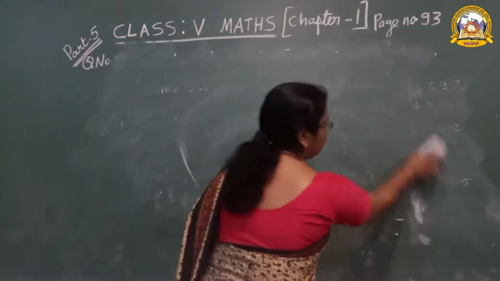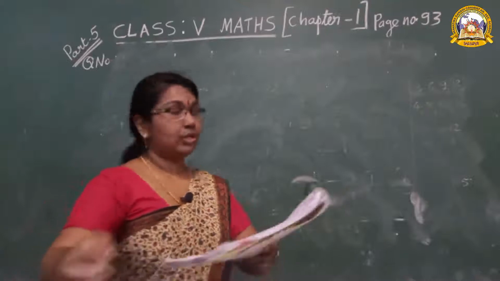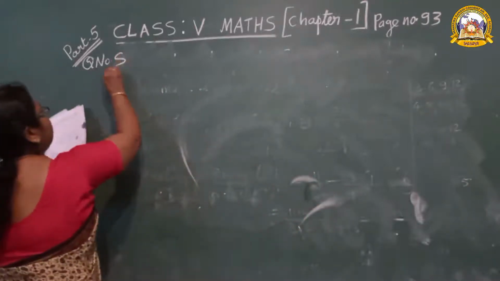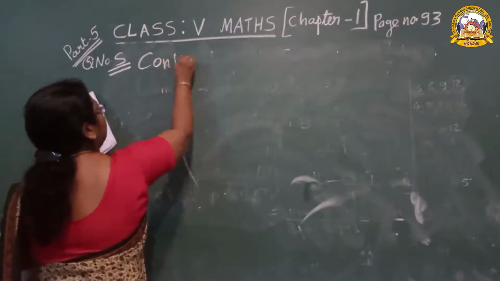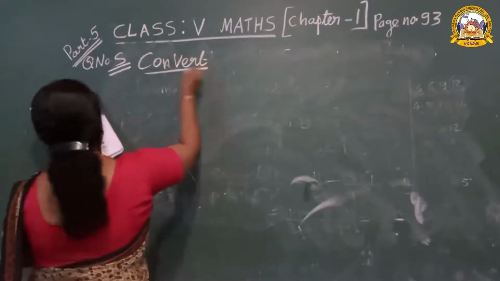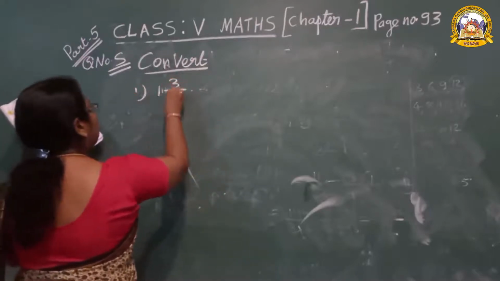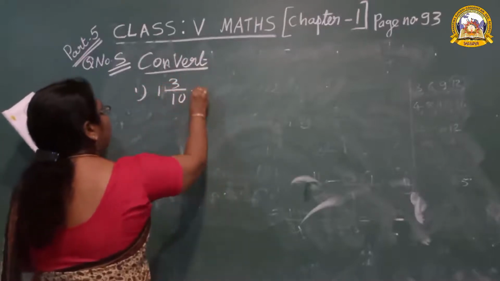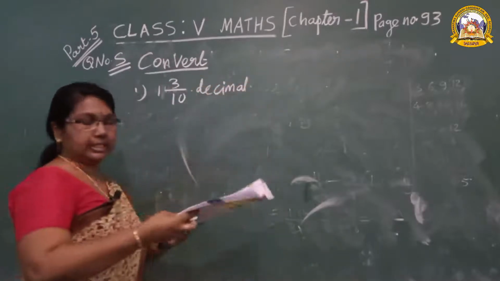It is given as decimals. What is written, students? Decimals. Convert. Then there are two questions. First one, 1 3 by 10, we have to convert into decimal.